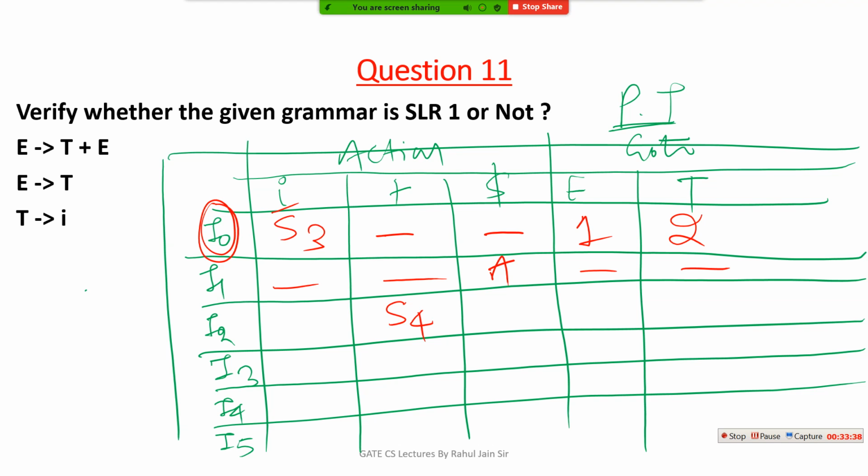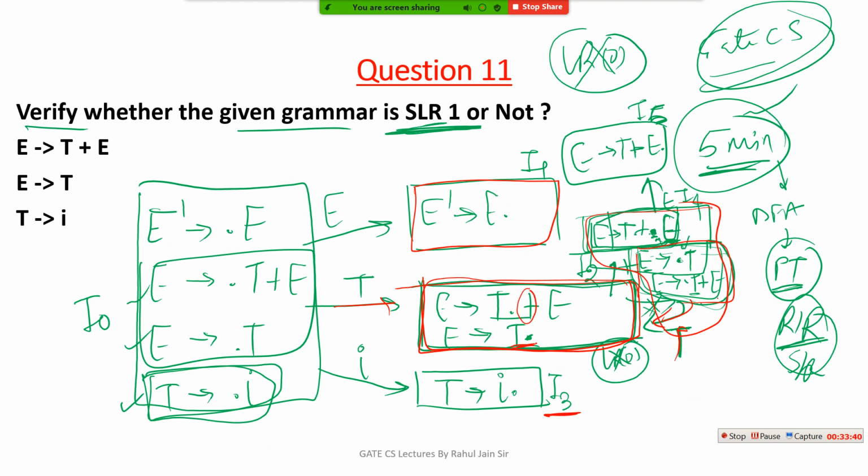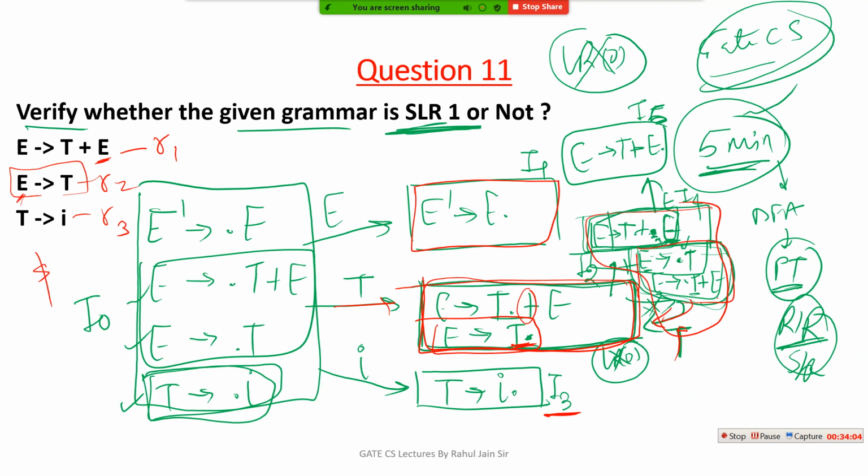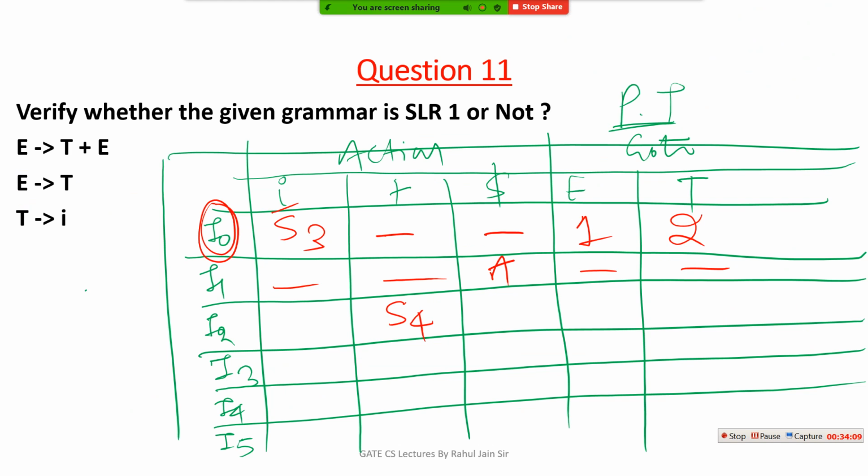So I have mentioned S4 here, but I2 is reducing again. I2 is reducing E derives T dash. Suppose it is R1, R2, R3. So which equation am I reducing? I am reducing E derives T dash. What is follow of E? Follow of E is dollar. So I need to reduce E derives T dash, that is R2, on dollar.